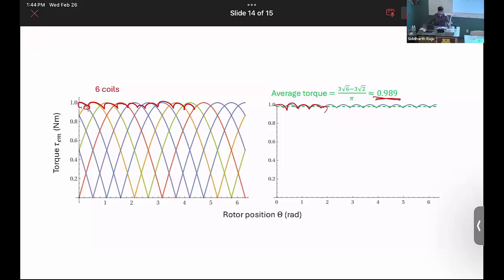We still haven't eliminated the problem Jonah mentioned, where we are interrupting current in each coil, right? So that is still a problem that we have to solve. There's another problem that needs to be addressed. Anybody has an answer for that? While you keep thinking about it, then.